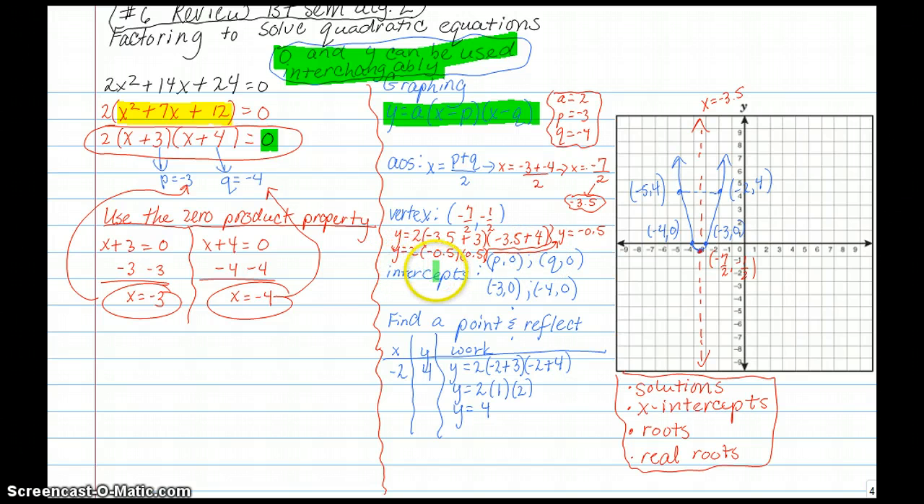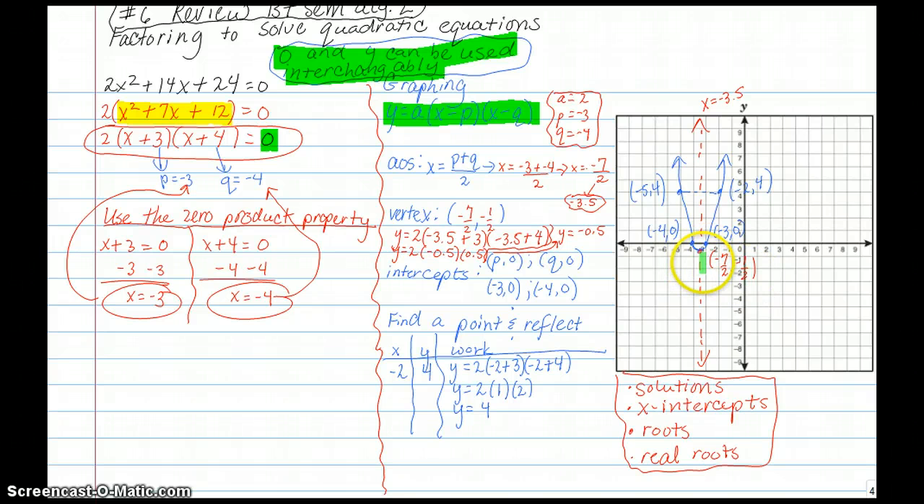So y equals 2 times negative 5/10. Negative 3.5 plus 3 is negative 5/10. Negative 3 and 5/10 plus 4 is 5/10. Again, we multiplied 5/10 and negative 5/10, got negative 25/100. If we take that times 2, that gives us negative 5.0 or negative 5/10, which is negative 1/2. So I just converted them to fractions. So you have negative 7/2, negative 1/2 being the vertex.